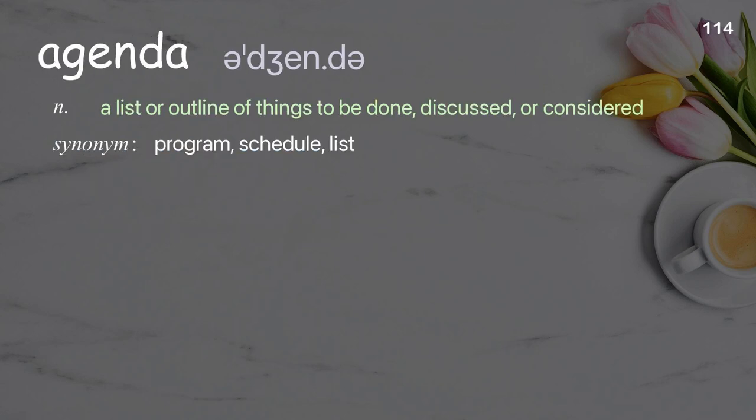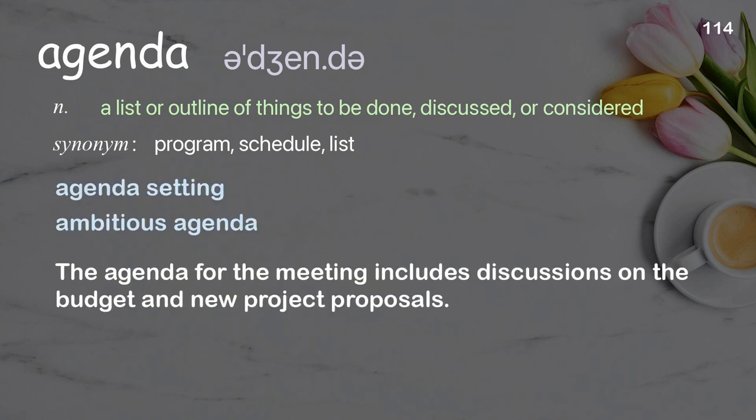Agenda. A list or outline of things to be done, discussed, or considered. Examples. Agenda setting. Ambitious agenda. The agenda for the meeting includes discussions on the budget and new project proposals.